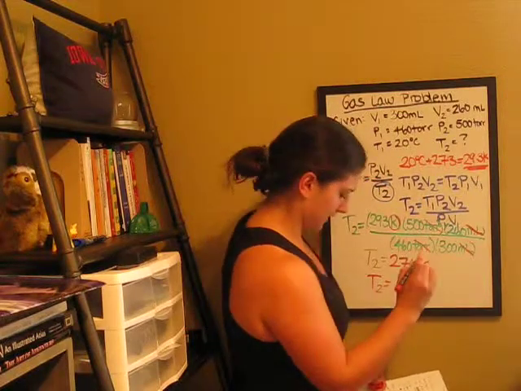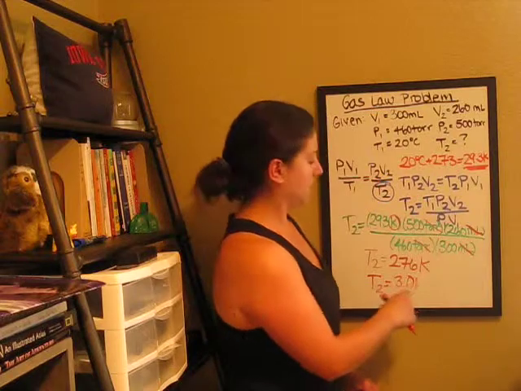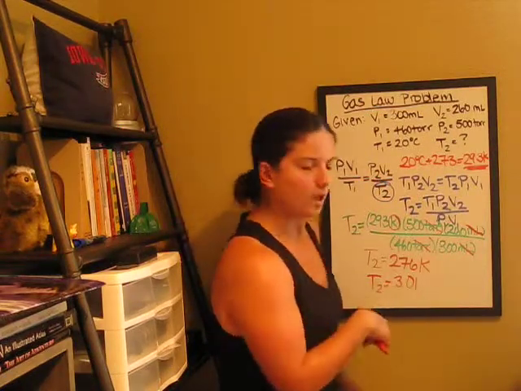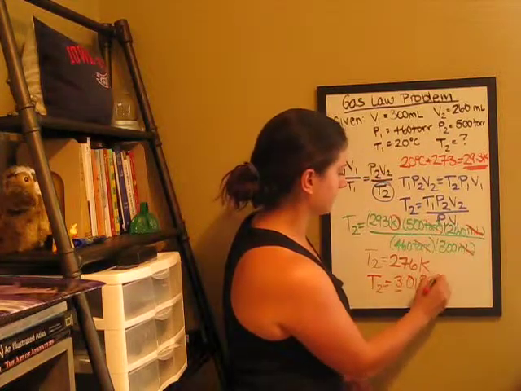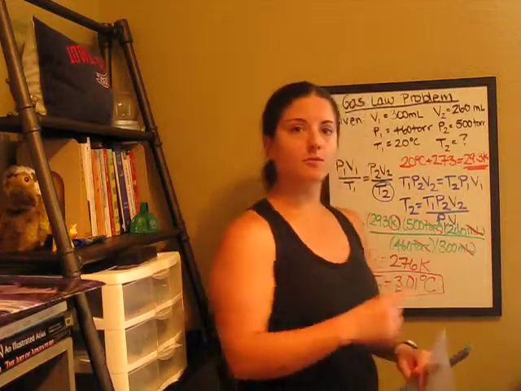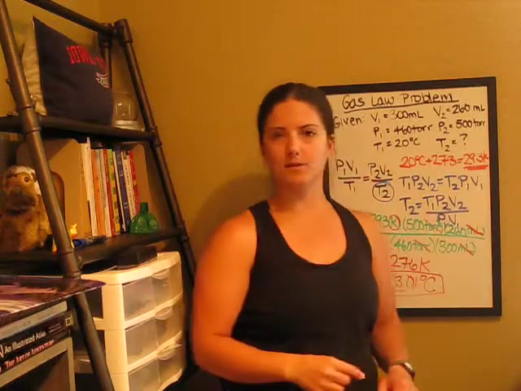So we get T2 is equal to 3.01. I just kept all this in my calculator, which is why there's a decimal place there, but this is really 3 degrees Celsius. Okay? So that's how you work your way through one of these problems. You work it all the way through and you solve for temperature 2.